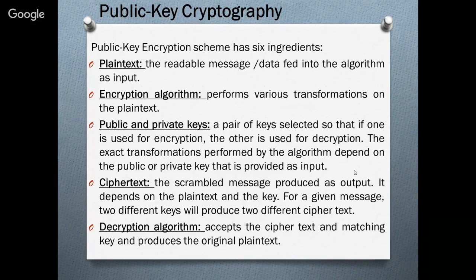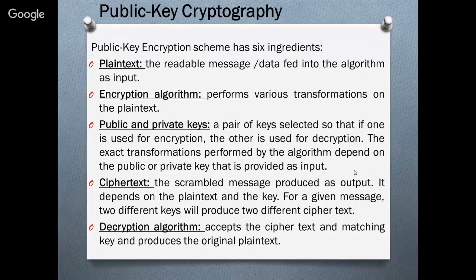So the exact transformation performed by the algorithm depends on the public or the private key that is provided as an input. And the ciphertext is nothing but scrambled information or message which has been produced as an output. It depends on the plain text and the key value. For a given message, 2 different keys will produce 2 different ciphertexts. And the last, the decryption algorithm, accepts the ciphertext as an input and, with the matching key, produces the original plain text.